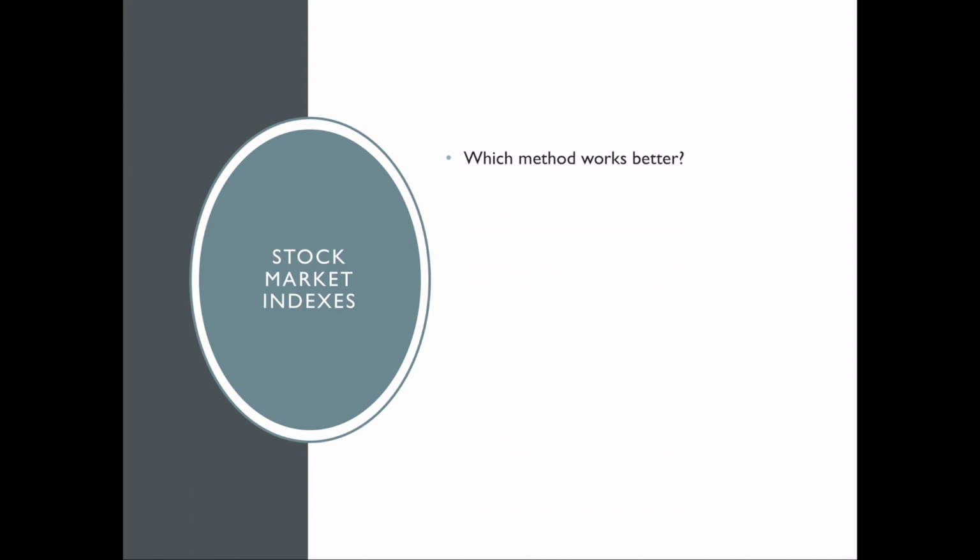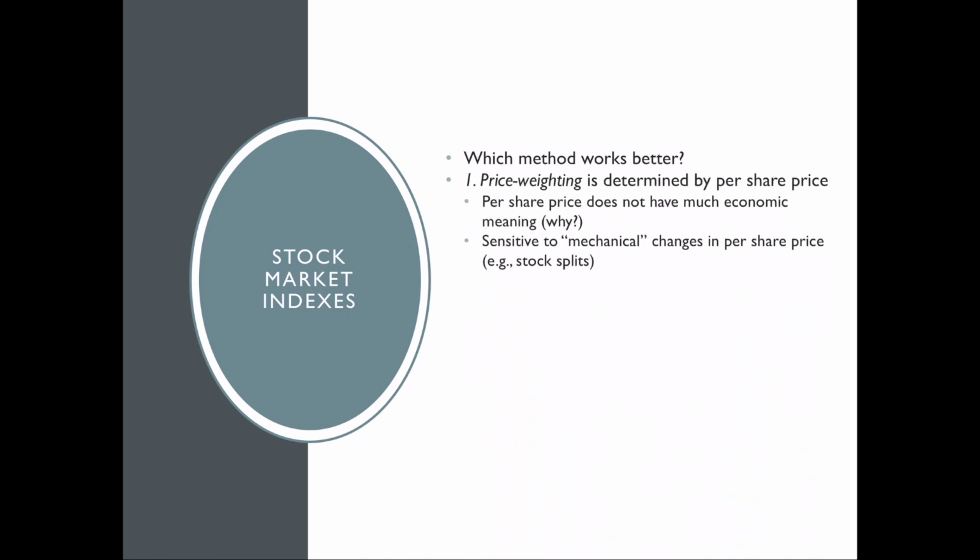Well, let's talk about the three of them and the different things that need to be considered when you're creating a portfolio tracking an index. With price weighting, it is determined by the per share price, and the per share price does not have much economic meaning. The stock market is not the economy. It's important to keep that distinct. The stock market is simply where people make bets on what's going to happen in the economy.